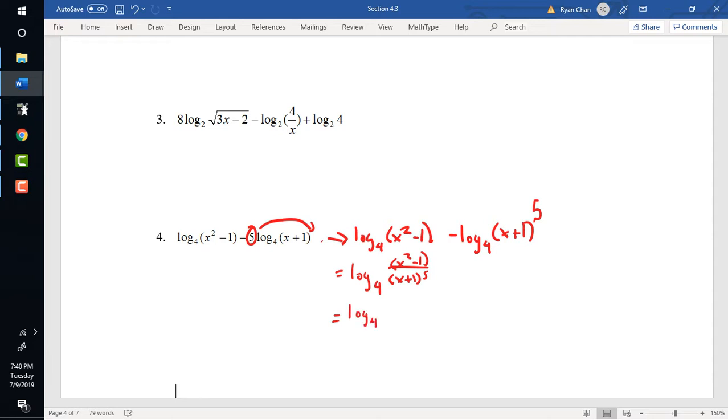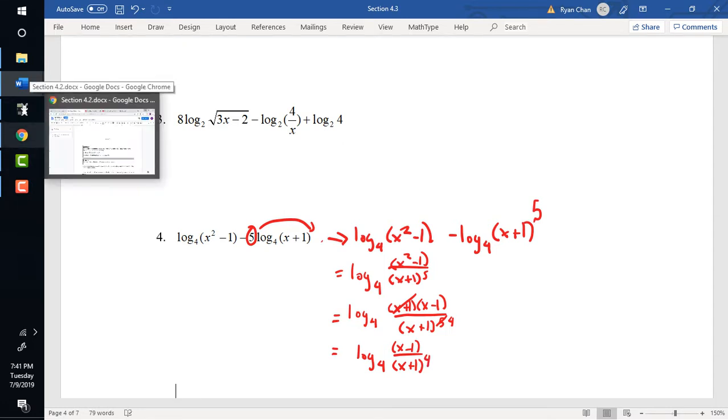Okay, now one of the things we have to be mindful of is to see if we can factor anything. This will happen quite a bit when you're combining. You want to simplify a lot of times as you go along. So notice x squared minus 1 factors into x plus 1 times x minus 1. And I notice I have an x plus 1 on top and an x plus 1 to the 5th. That means x plus 1 is being multiplied 5 times by itself. So that becomes the 4th. So it ends up looking like this. And that is my final answer right here.